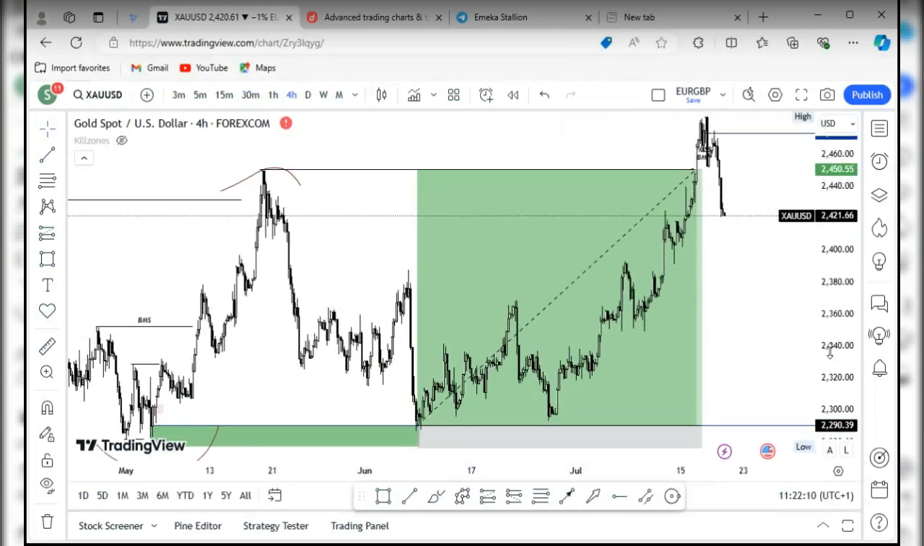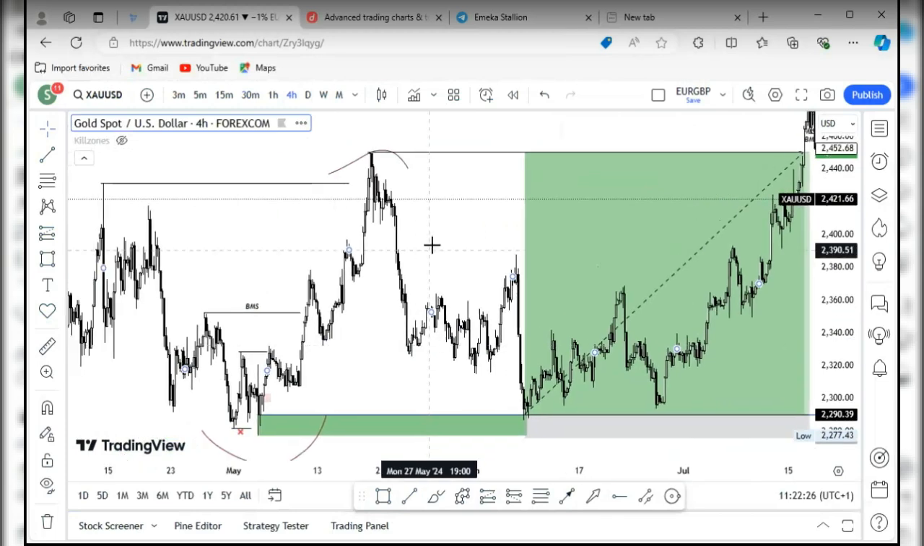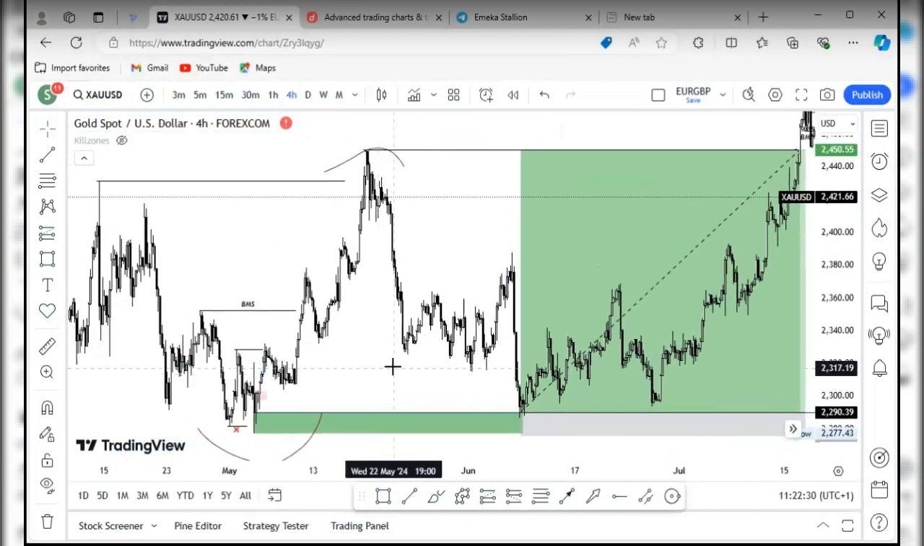I actually dropped this in the Signal group. For those of you that are in the Signal group, you can follow the link I'll be dropping in this video section to see how we traded gold from this low till price tagged the high. Simply identifying a valid order block which you can trade. A valid order block. All right, it's a very simple technique.